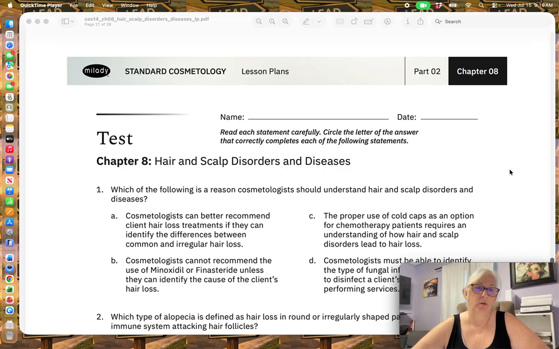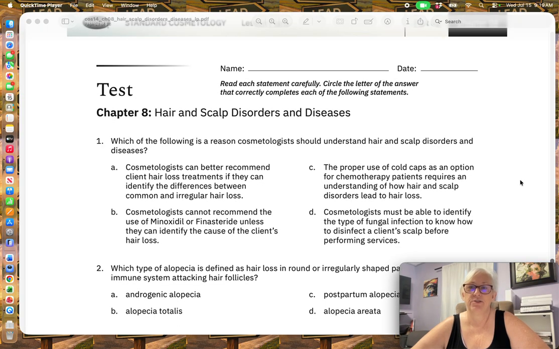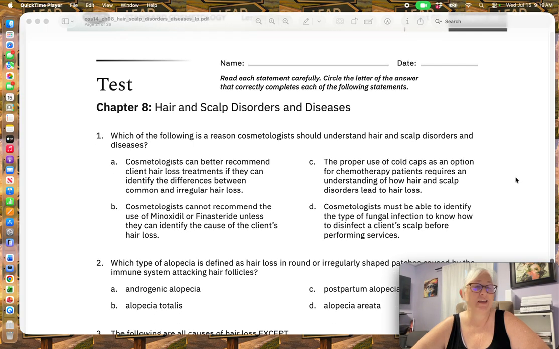We're going to go ahead and jump into Chapter 8 test review. That's hair and scalp disorders and diseases. Just remember, I do not know the answers to every single one of these questions. I get tripped up just like you do, but we're going to go over it. That way, when you sit down to do your test, it's kind of fresh in your head because you've listened to me, hopefully, before your test.